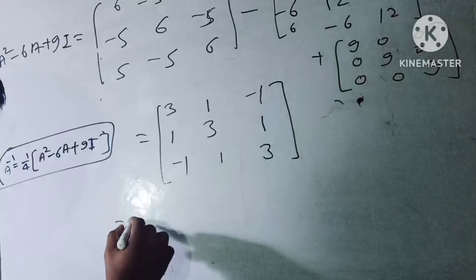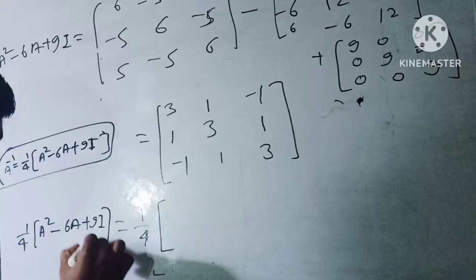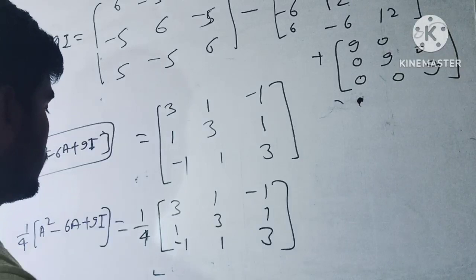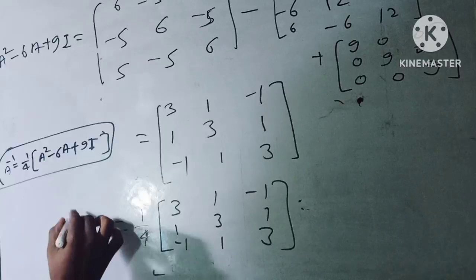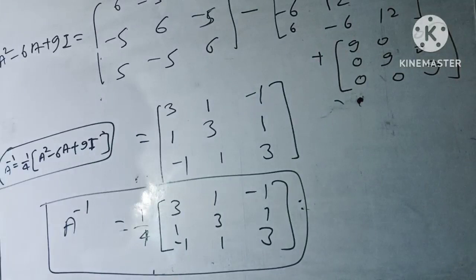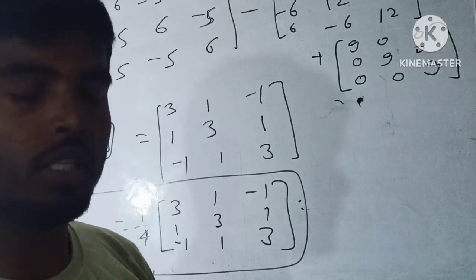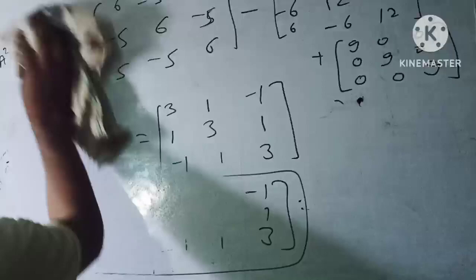Now 1 by 4 times A square minus 6A plus 9I is equal to 3 1 minus 1, 1 3 1, minus 1 1 3, right? So that is equal to, this is the A inverse, right? This is the matrix, the inverse of that matrix, right? Now we will find the value of that expression that is given in the equation, right? So this is A inverse and B. Right.